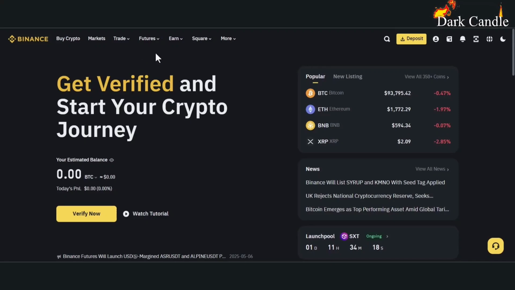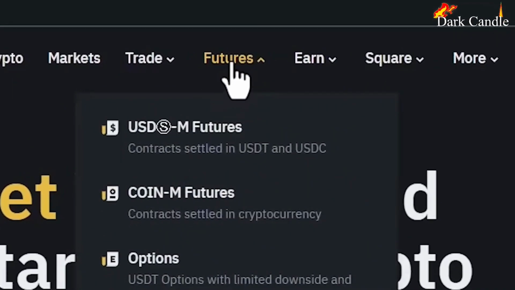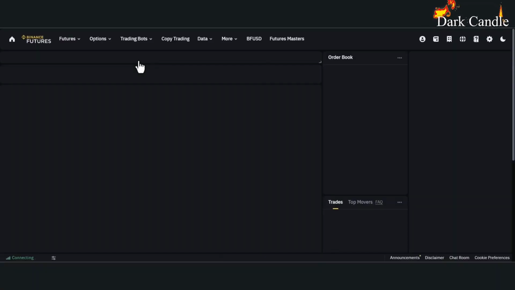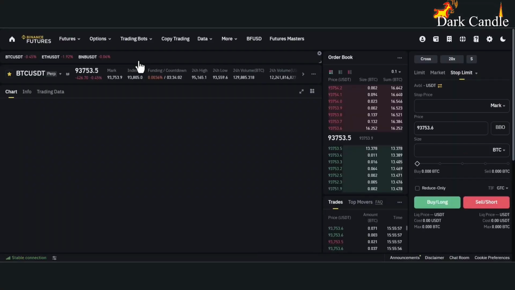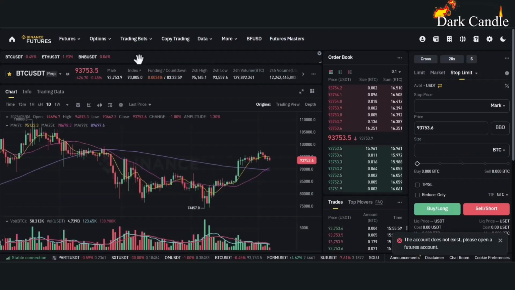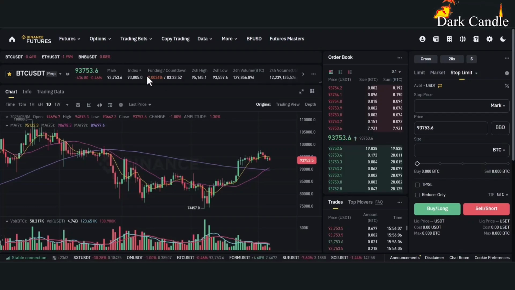Now, to access futures trades, you go to the top menu of Binance and click Futures, and you go to USDM Futures. Clicking on this takes you to the main Binance Futures dashboard. The first time you access it, you'll need to open a futures account and agree to a disclaimer. Then transfer funds, usually USDT, from your spot wallet into your futures wallet. These are two different wallets. You cannot use the spot wallet to do futures trades. You're going to transfer as much as you need from your spot into your futures wallet.